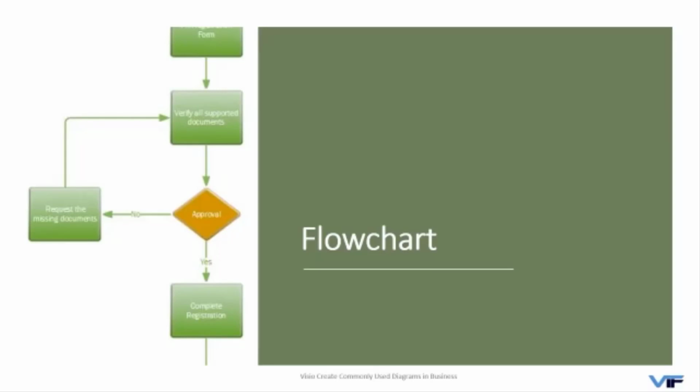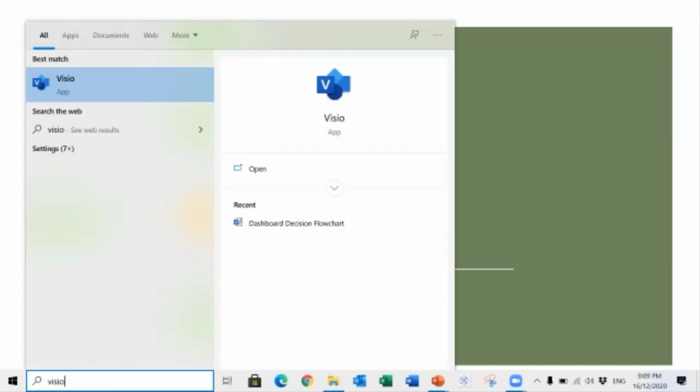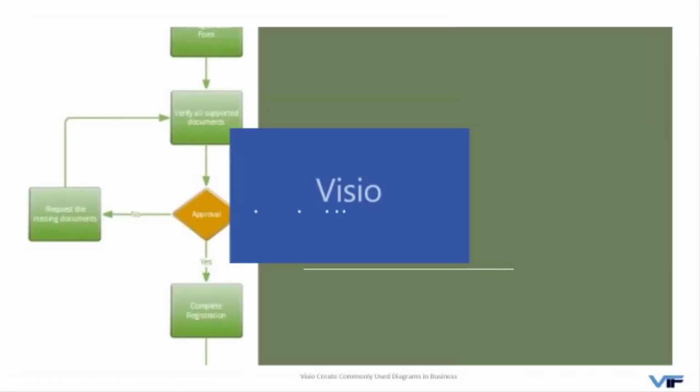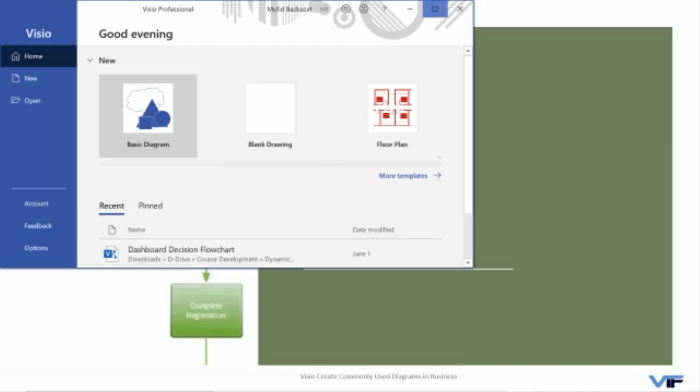We can put multiple processes, one process at a time, or a whole entire process. The best practice is to break down the process into small parts and show each process alone. So I'm going to start Microsoft Visio, that's the application, and from here we'll start immediately.